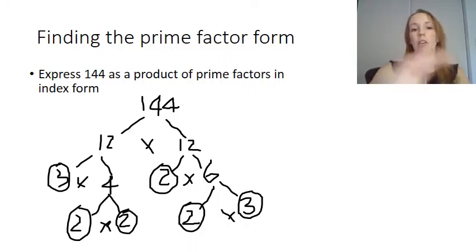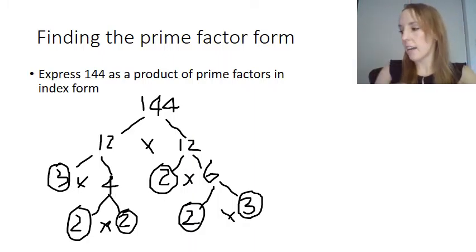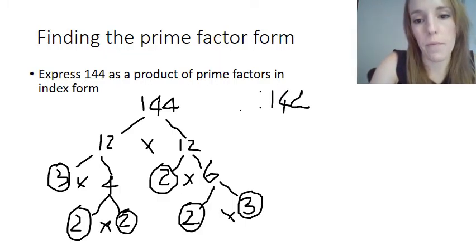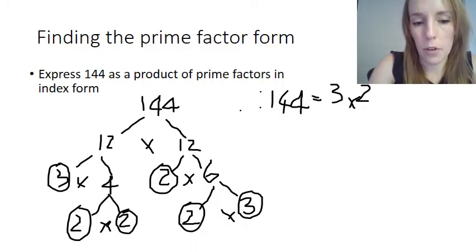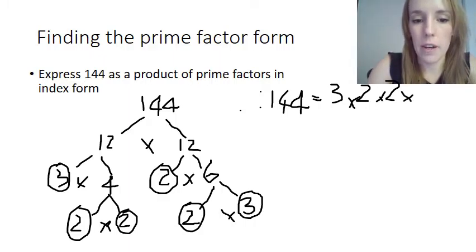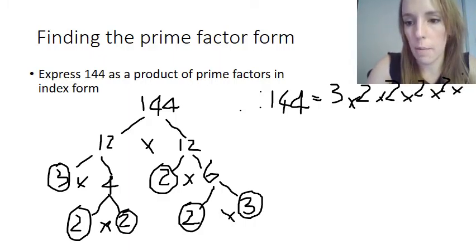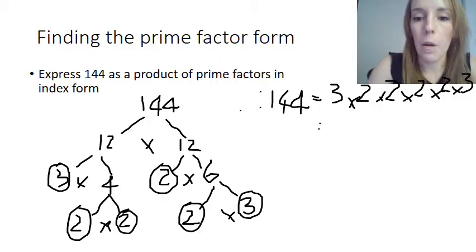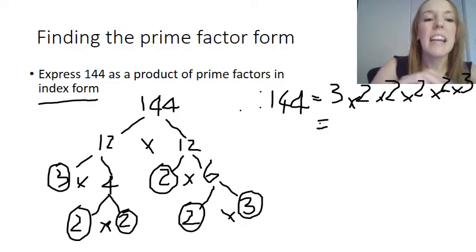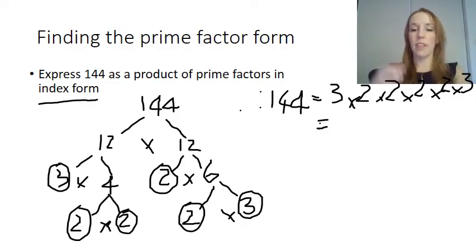So the next thing I'm going to do is, beside that, I'm going to write down all of the prime factors. So therefore 144 equals 3 times 2 times 2. That's that one branch done. On the other branch, 2 times 2 times 3. So what I've got there is all the prime factors, but it asks me to write them in index form. So that's what I'm going to do next.